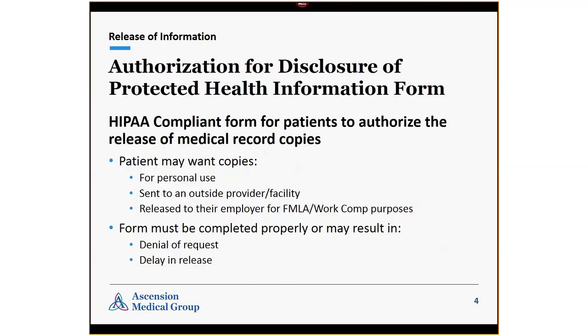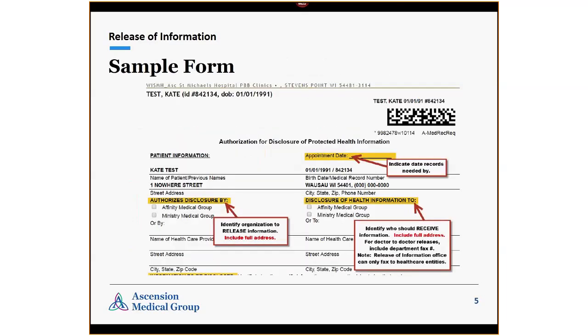The Authorization for Disclosure of Protected Health Information form is a HIPAA-compliant form that patients can use to authorize the disclosure of medical record copies. Patients may want their records released for a variety of reasons, such as for personal use, to be sent to another healthcare facility or provider, disclosed to their employer for FMLA or workers' comp purposes, just to give a few examples. If the form is not completed properly, it may lead to a denial and/or a delay in the release of information. So let's walk through the form.